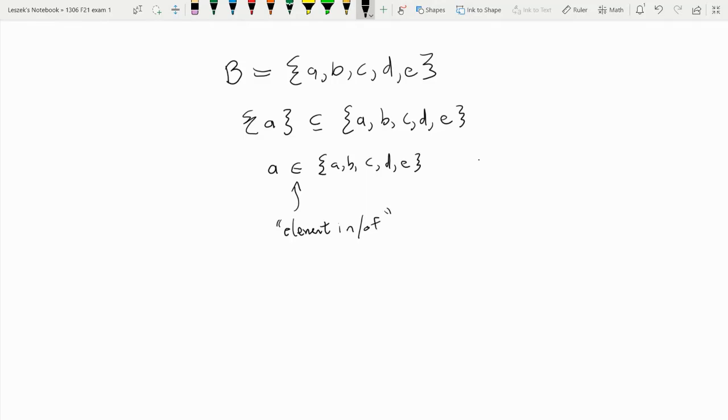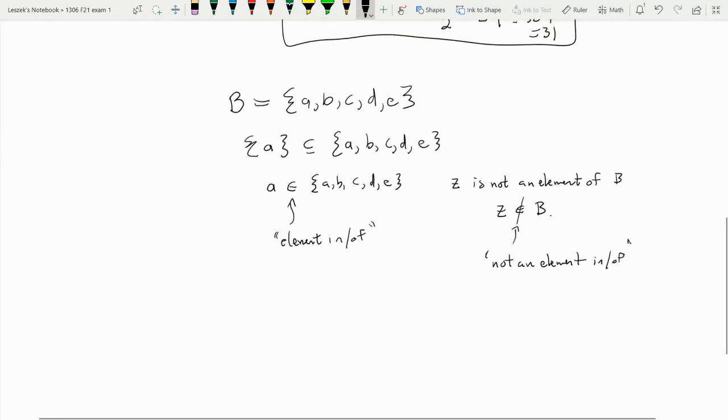Okay, so how would we write, let's say, the letter Z? Z is not an element of set B. So what's the notation for that? It's the element symbol with a slash through it: Z is not an element of the set B. So that's just a reminder of the notation.